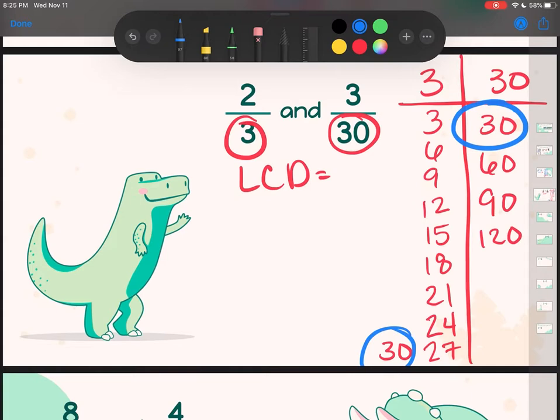So you notice that 30 didn't even really have to have another multiple, right? The first multiple of 30 is just 30. So 30 would be their least common denominator. Sometimes one number doesn't even have to change at all because it already is a multiple of our other number. So in this case, 30 was already a multiple of 3.